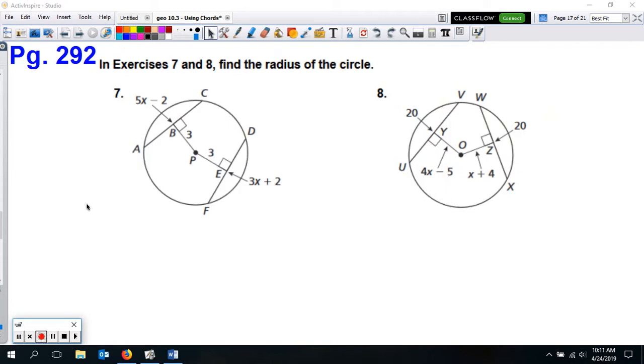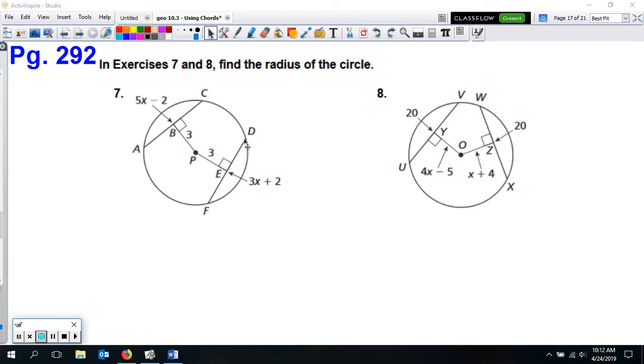Alright, so 7 and 8 is find the radius of the circle. And first thing you're probably wondering is I don't even see a radius in our circle. So what we're going to need to do is actually draw a radius. A radius is going to go from the center to a point anywhere on the circle, and so you can pretty much choose any one of these points, A, C, D, or F, to go to. You just want to draw a line from P to one of those points there.